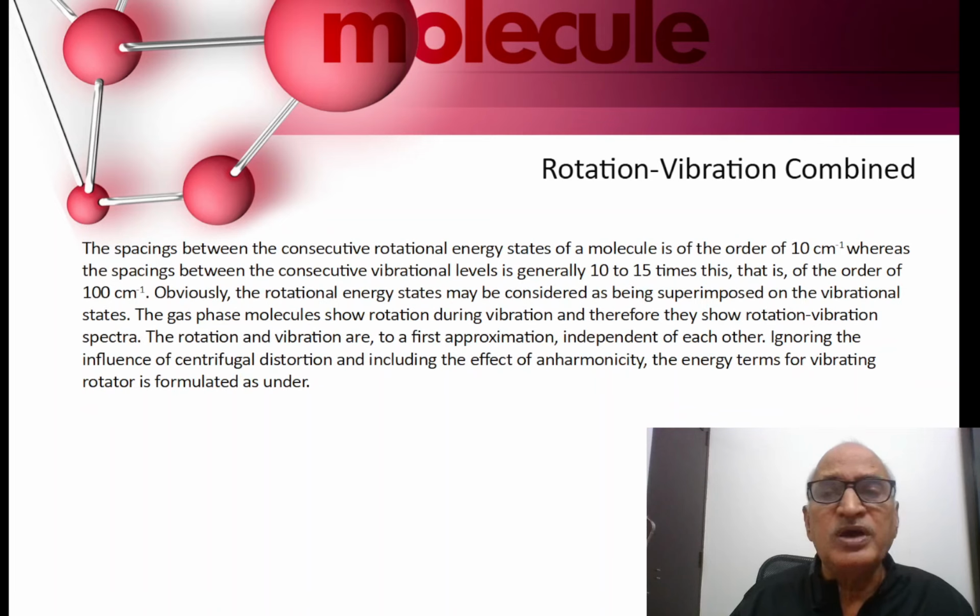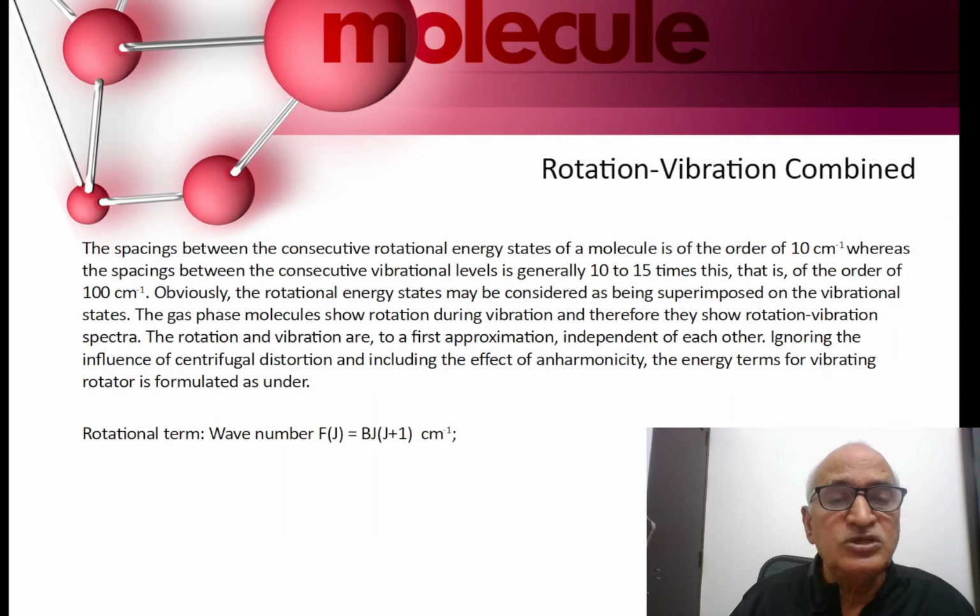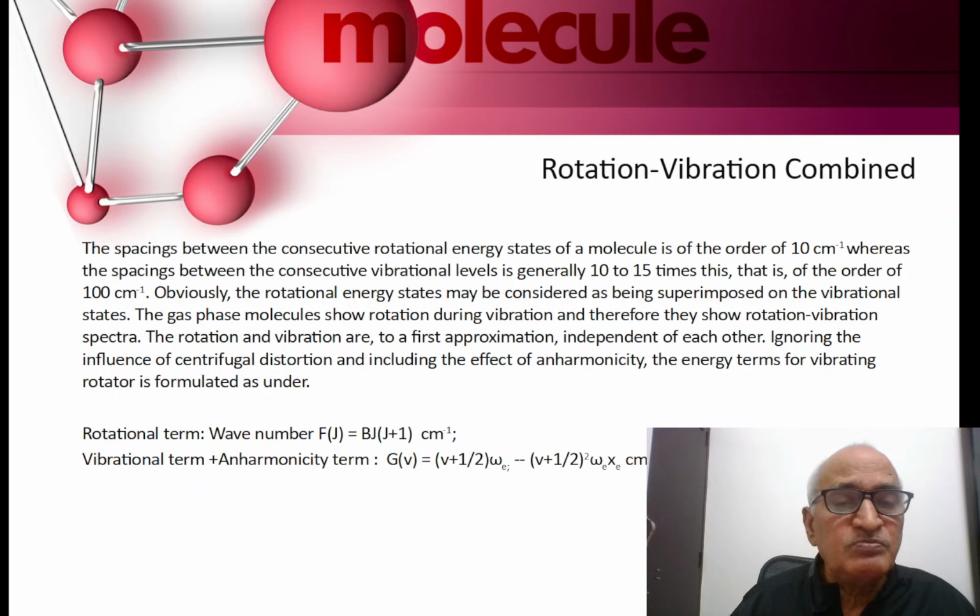Rotational-vibrational combined. As I told earlier, the molecules are simultaneously rotating and vibrating. Therefore, we need an expression which covers both terms, the rotation term and the vibration term. Such an expression is the most useful equation. The rotational term is given by FJ equals BJ(J plus 1) in units of reciprocal centimeter. The vibrational term plus anharmonicity term is given here as G(v) equals (v plus 1/2) omega e minus (v plus 1/2) whole squared omega e xe, reciprocal centimeter.